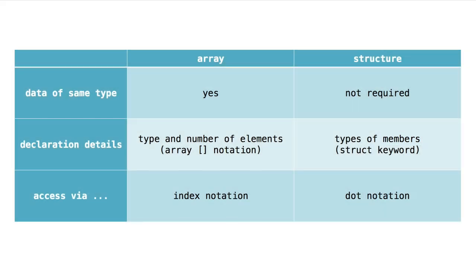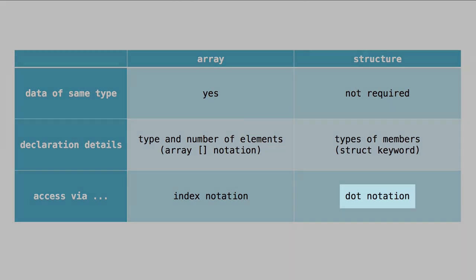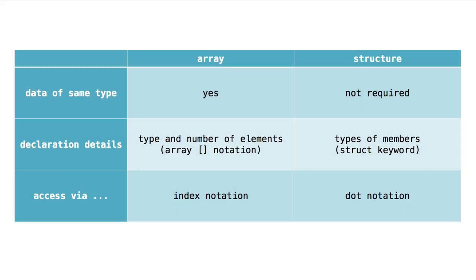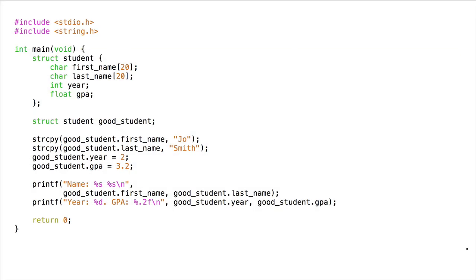Second, declaring an array requires us to use subscript notation to indicate the number of elements in the array, whereas declaring a struct requires us to list the names and types of each member. Finally, accessing a struct requires different syntax than accessing an array. We use a dot notation rather than numeric indices because each member of a struct has a name rather than a position. Here is a program that stores data for one student in a struct and then prints that data.